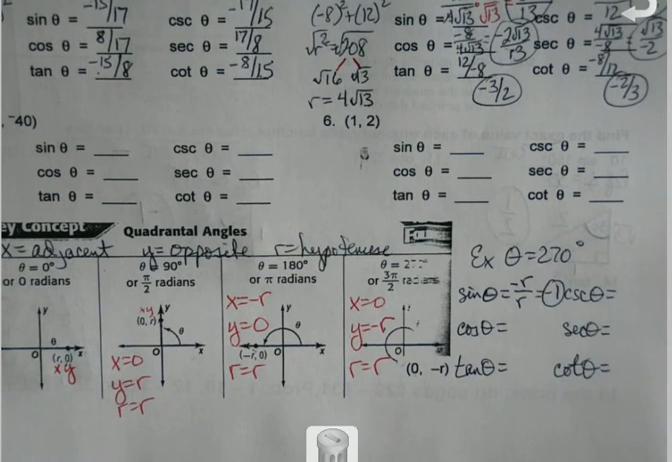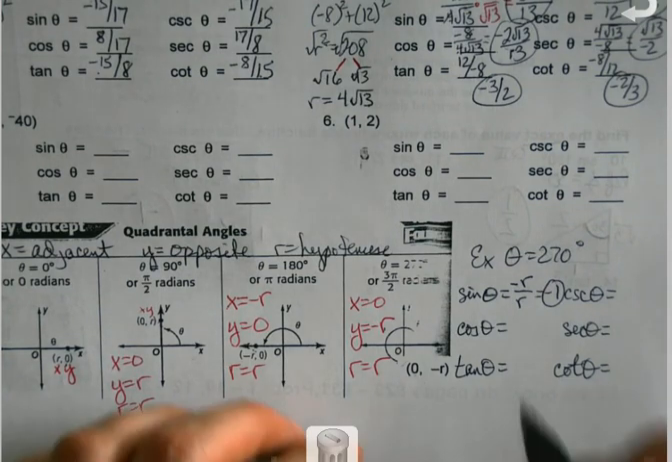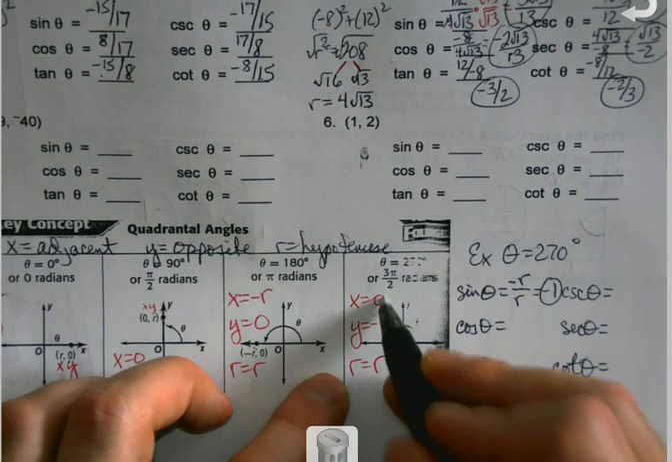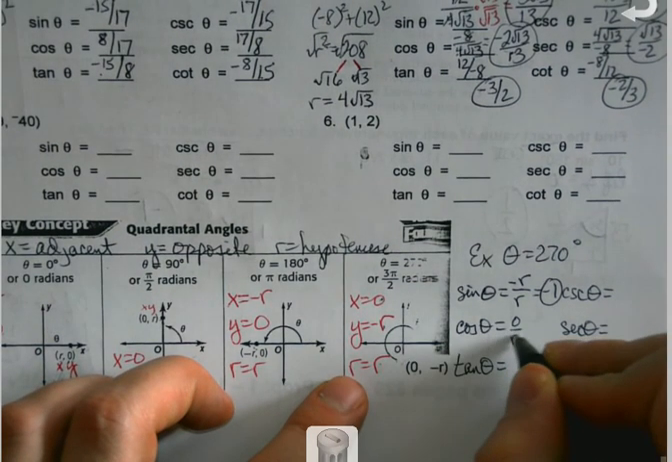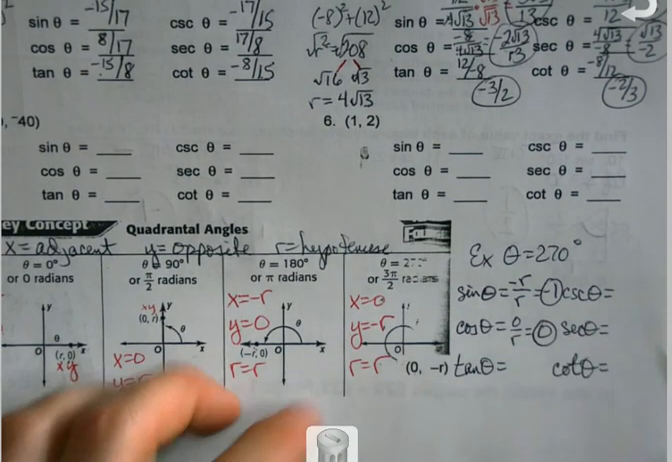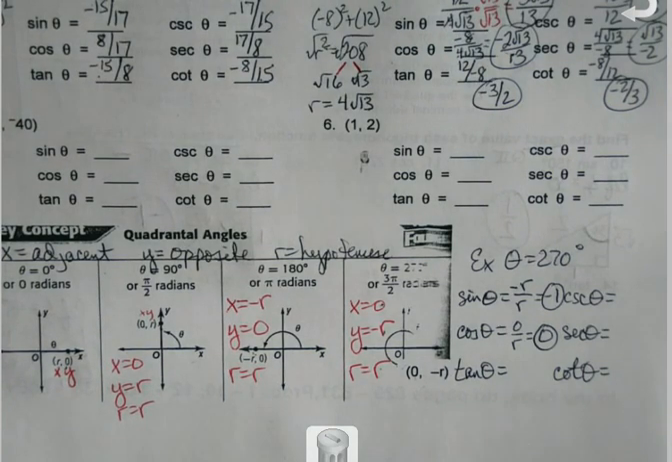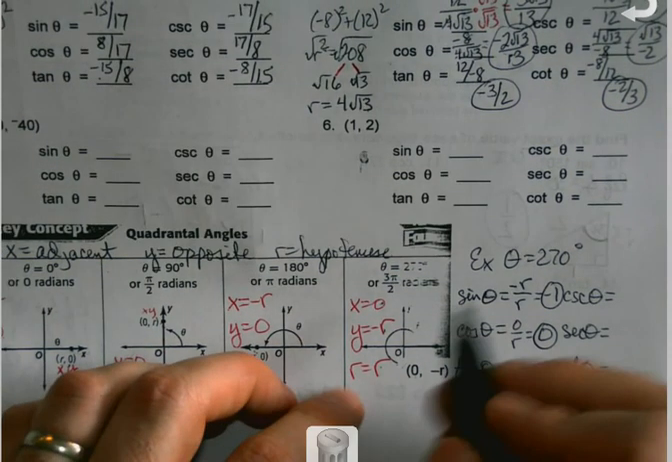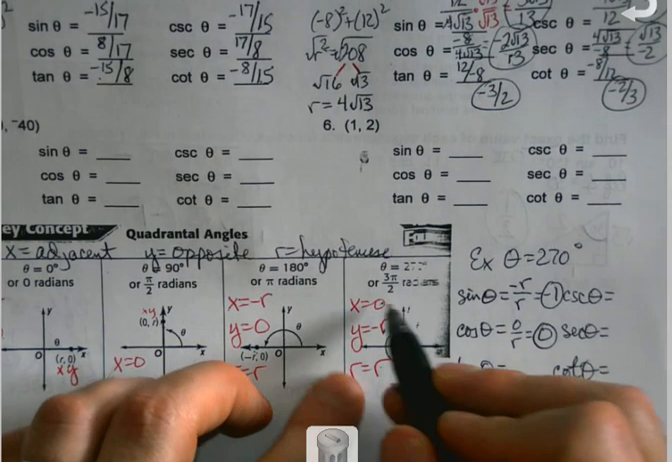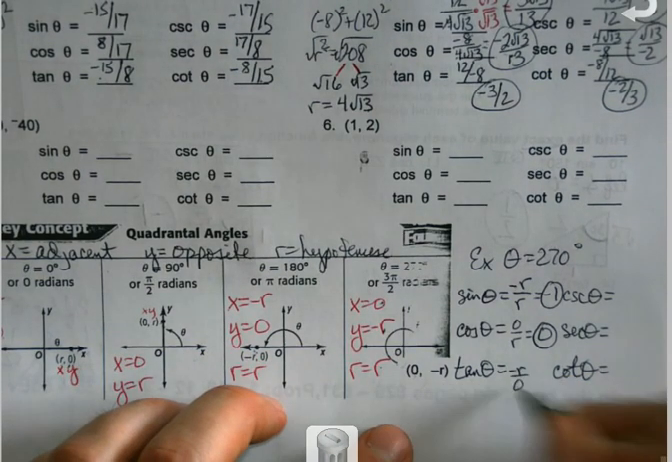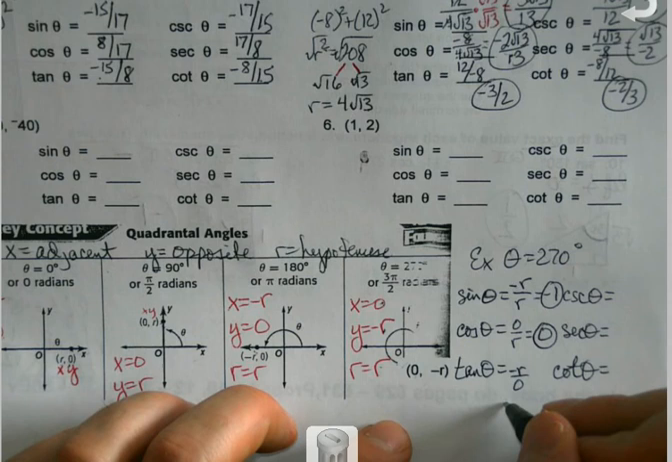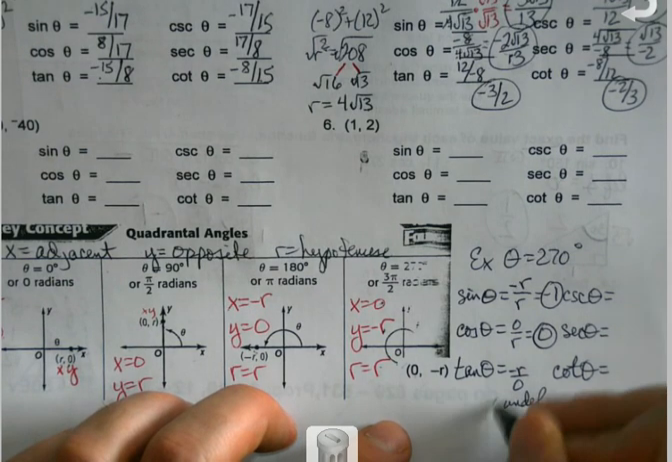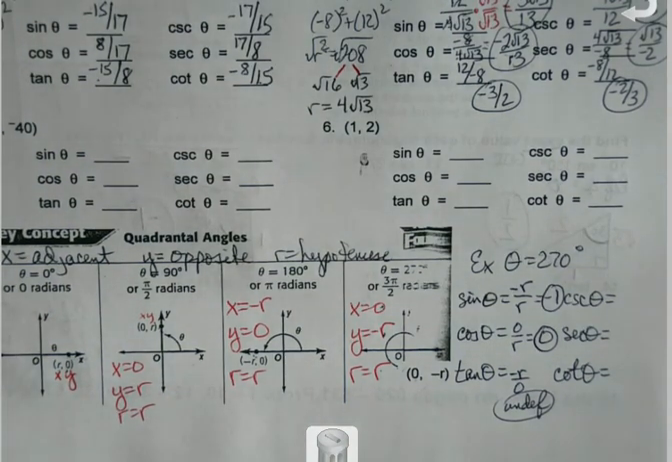We're even going to test this out in the calculator in a minute, but I just want you to see how this would work if I didn't have one. Cosine is adjacent over hypotenuse. 0 over r would just be 0. If you divide 0 by something, you get 0. Tangent is opposite over adjacent. Uh-oh. Can't divide by 0. Tangent isn't defined at 270 degrees.